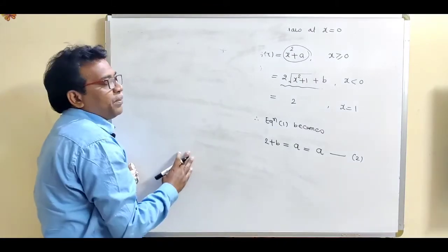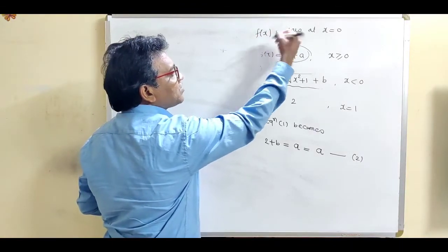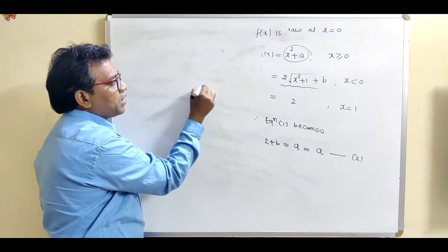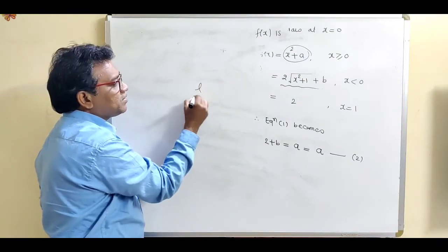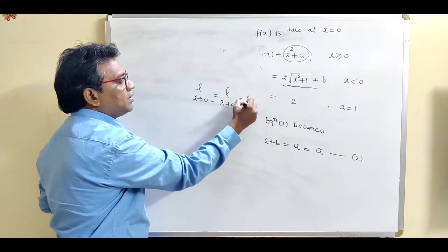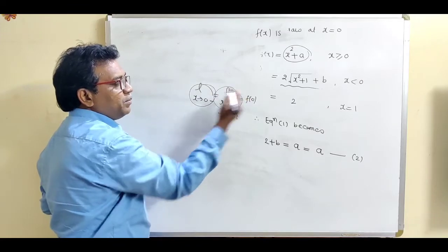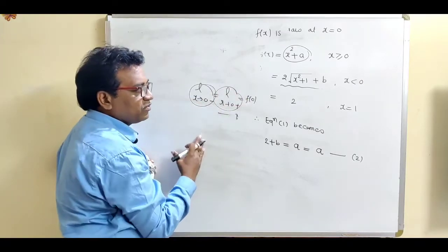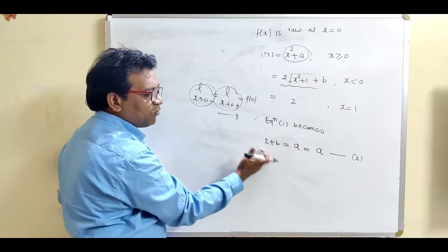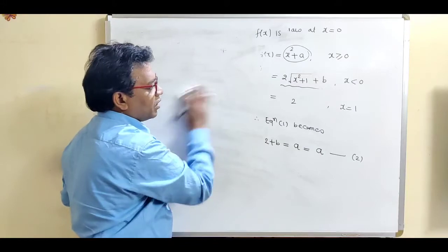So see, what is the given example? We are given this function f(x), it is continuous at x equal to 0. We are using this definition because f(x) is continuous means the limit from left is the same as the limit from right, and this is the same as the value of the function. We have found all these three values: limit from left, limit from right, and value of the function. Just put all these values, we get this equation. This is the left limit, this is the right limit, and this is the value of the function.